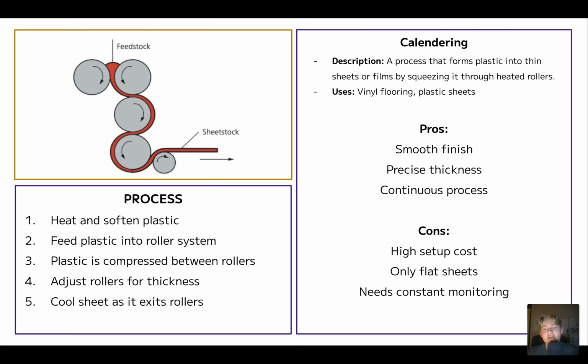So the cons of it, though, are that it is quite high setup cost. So you have to invest into the machinery to have all of these rollers rolling the material into the sheet stock. And also it only creates flat sheets. So obviously we can do something after with it, but if we're just purely using the calendaring process, we're only going to be able to create flat sheets of material.